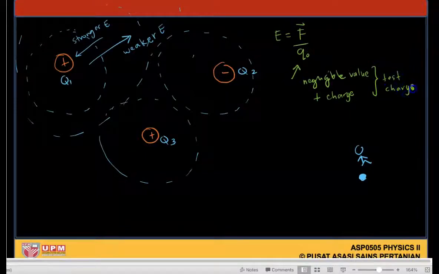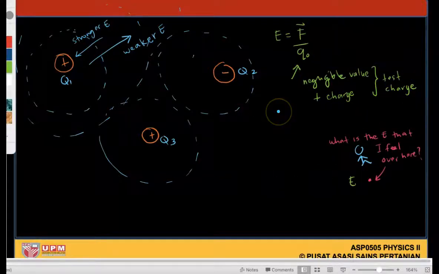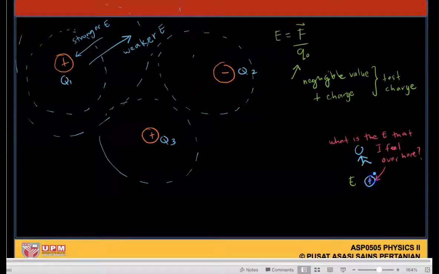Now, what does this have to do with what I'm feeling over here? Since I'm not a charge, I need to place an imaginary charge, which is called the test charge, over here for me to know what is the electric field acting at this point.